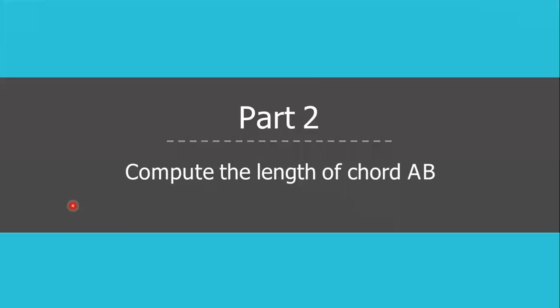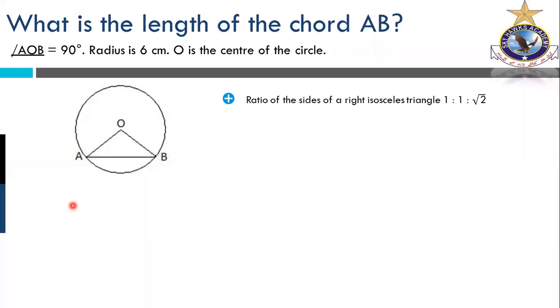The second part is to compute the length of the chord AB. So we are coming closer to the answer. We are looking for the real measurement of this chord AB. Look at this: the ratio of the sides of a right angle isosceles triangle is 1 to 1 to root 2.